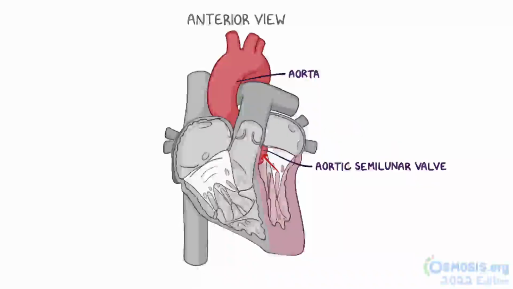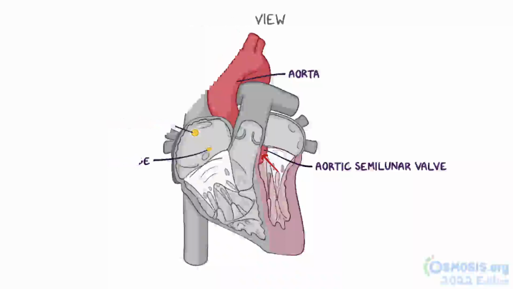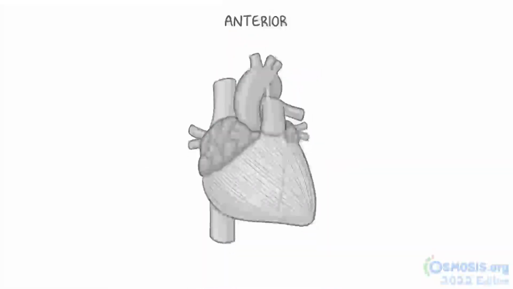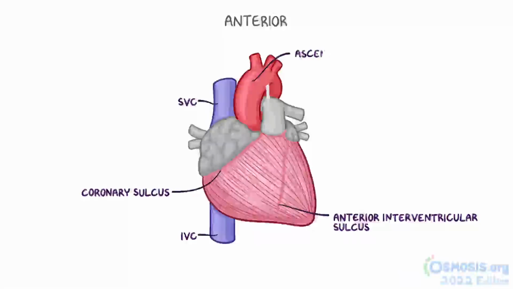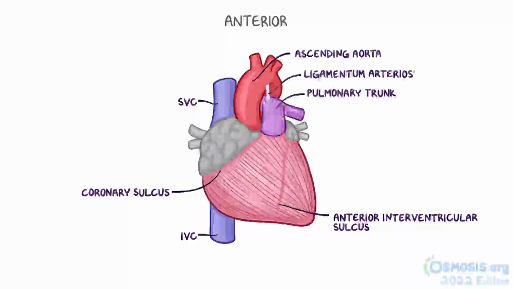body. The heart has a conducting system made up of the SA node located anterolaterally at the junction of the superior vena cava and right atrium, and the AV node located in the posterior-inferior region of the interatrial septum. Now, on an anterior view, you can see the following structures: the coronary sulcus, the anterior interventricular sulcus, the superior and inferior vena cava, the ascending aorta, and the pulmonary trunk, as well as the ligamentum arteriosum.